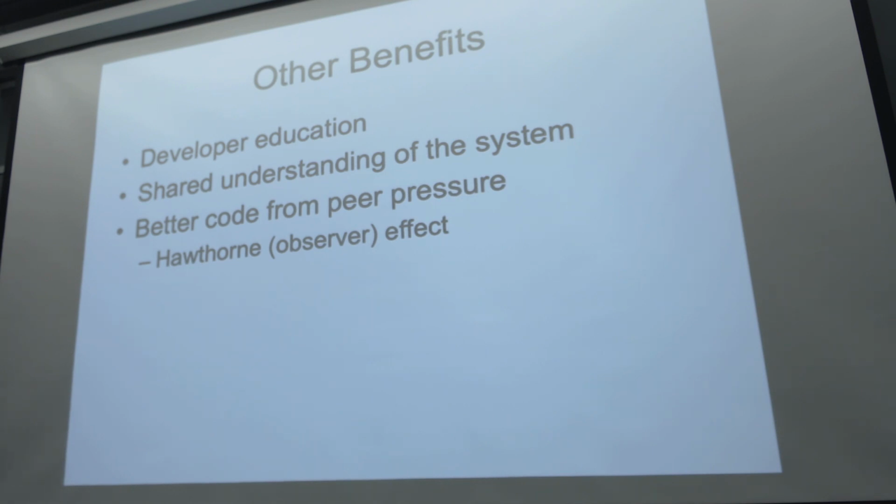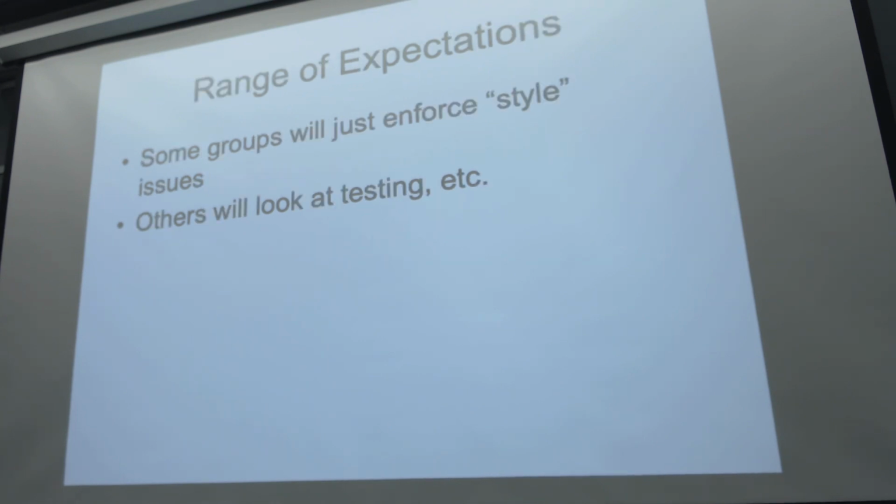If you know your code is going to be looked at by the people you're working with, it has this tendency to make you write a little better code, make you care a little bit more. And that's actually called the Hawthorne or observer effect. It's just having someone watching over your shoulder that makes you write better code. So people see some side benefits like that. Some people are just looking at pure readability stuff, other people have a much broader understanding of what a code review does.